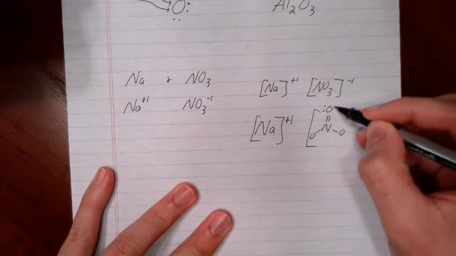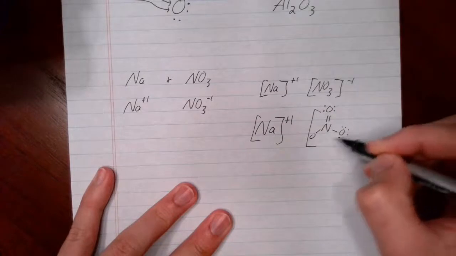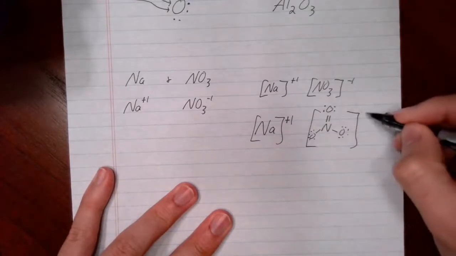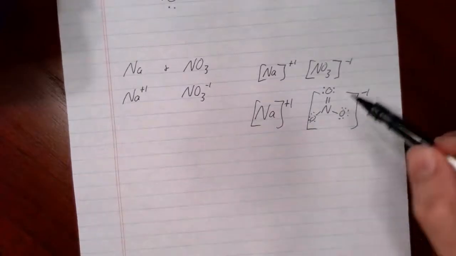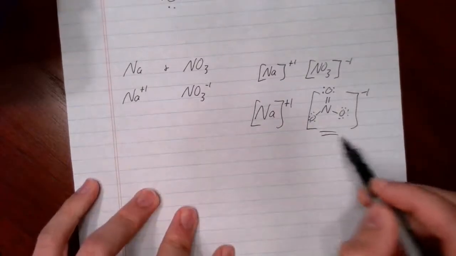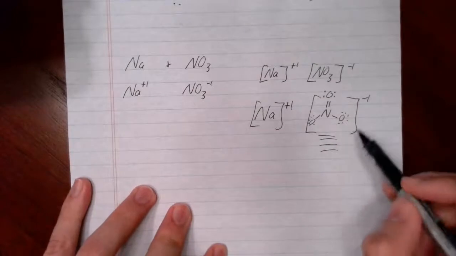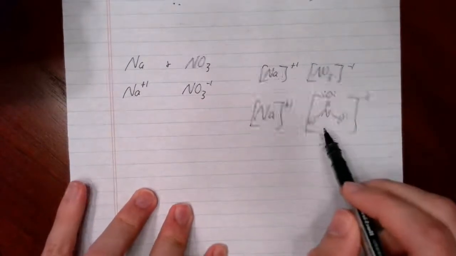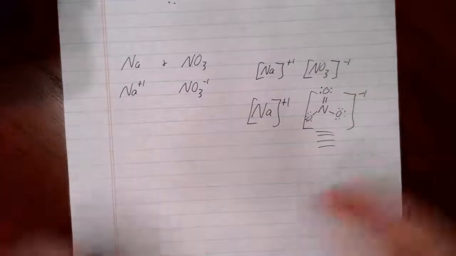So I'm just drawing the nitrate that we looked at in the previous video. Okay? And if you want to draw it in a different form, that's perfectly okay. So now I show that the polyatomic ion nitrate is covalently bonded together, but the sodium and nitrate are held together via ionic bonds. Okay?